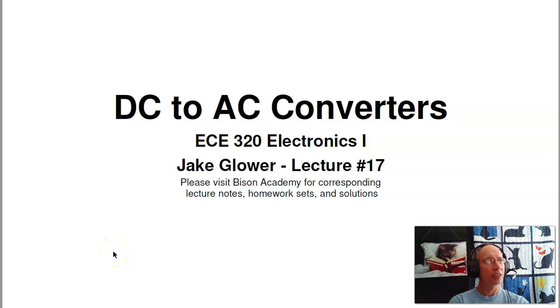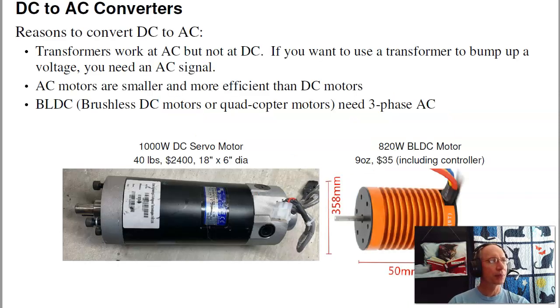Welcome to ECE 320 Electronics 1, lecture number 17, DC to AC converters. Now there's a couple reasons why you might want to convert DC to AC. One is transformers. Transformers work at AC but not DC. If you want to use a transformer to bump a voltage up or down, you need an AC signal. Second reason is AC motors are smaller, more efficient than DC motors.